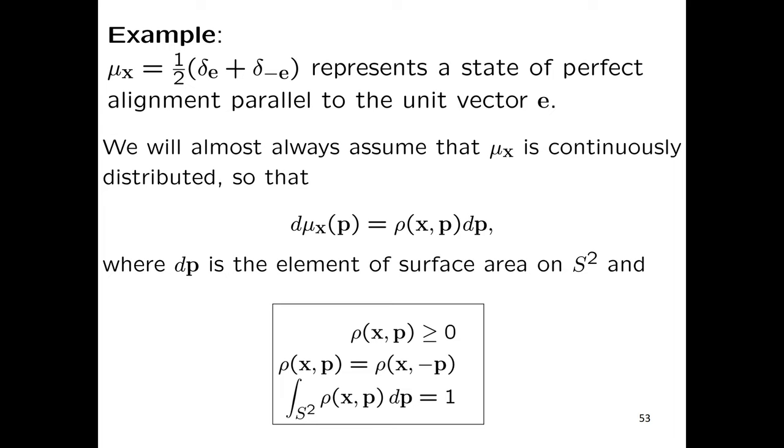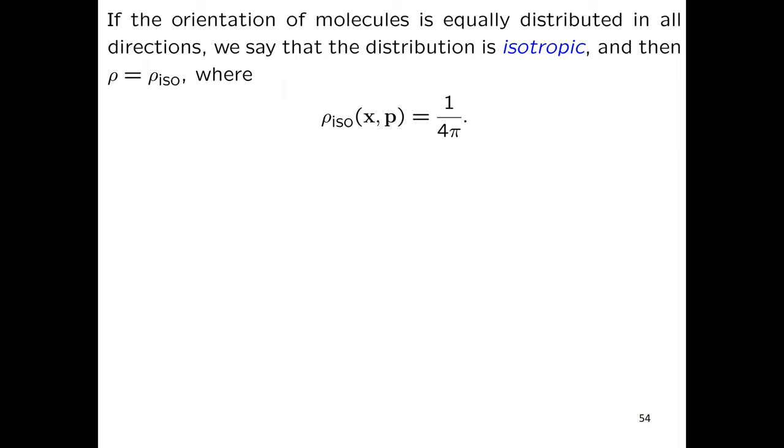Now, we'll almost always assume that this measure is continuously distributed, so you can write it as a density. P is going to be a point on the sphere, and dP is the element of surface area of the sphere. And so we'll have that rho is non-negative, it's symmetric, so rho of x, P is rho of x, minus P. This measure is symmetric, and of course it integrates up to one on the sphere. So if the orientation of molecules is equally distributed in all directions, we say that the distribution is isotropic, and then we write rho iso, which is independent of x and is equal to 1/4 pi.